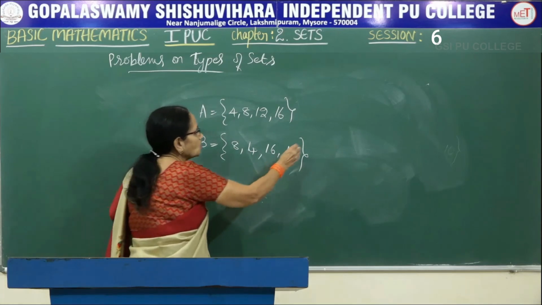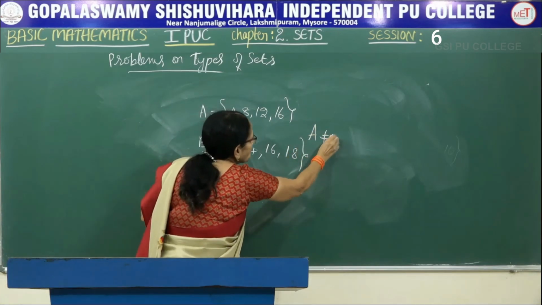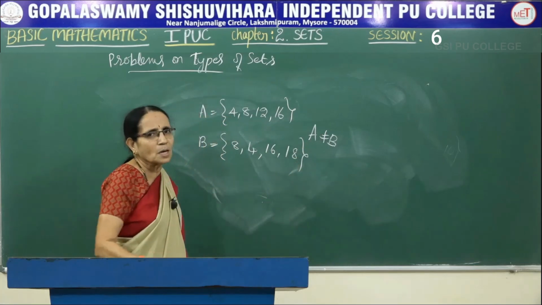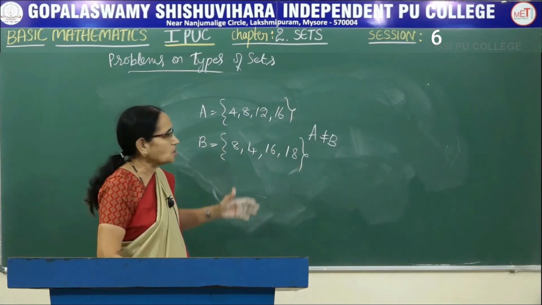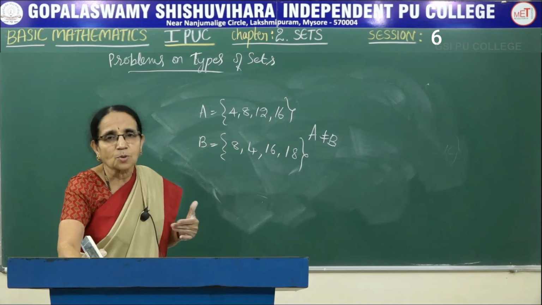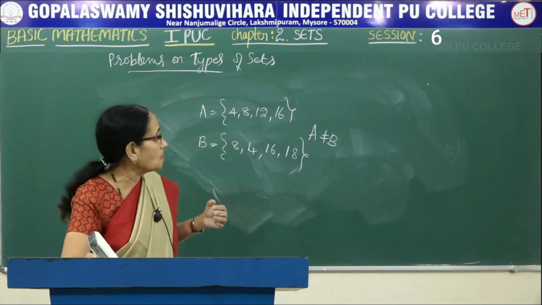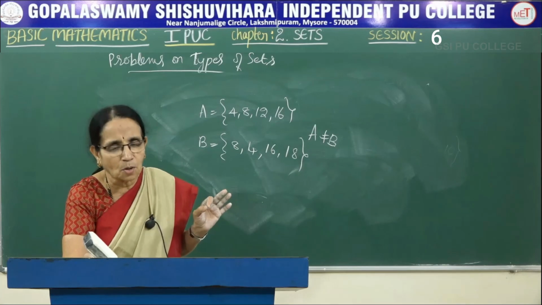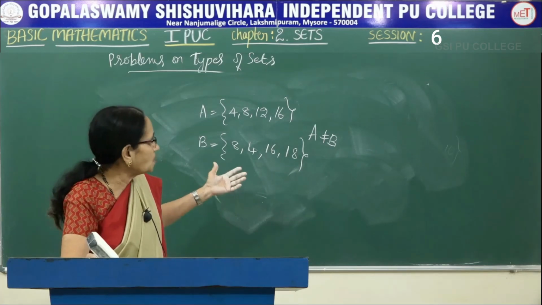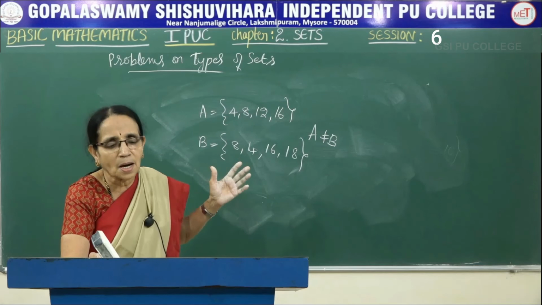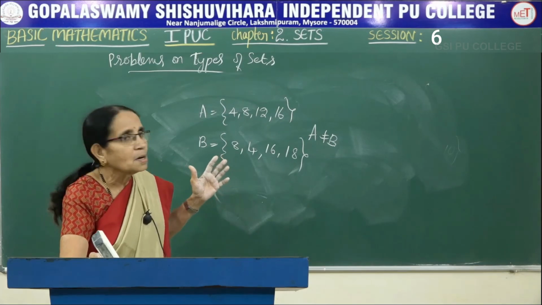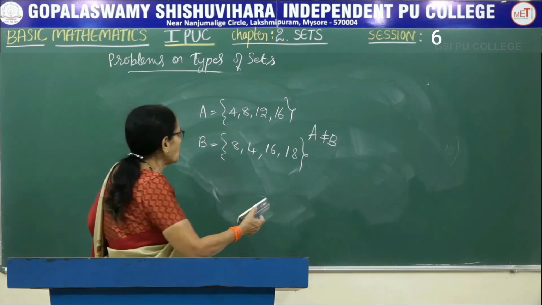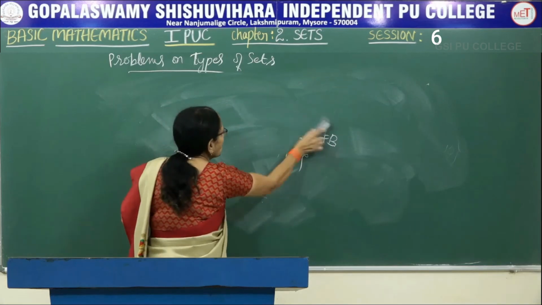So, what is our conclusion? A is not equal to B. Again, it's a 1 mark question only. Suppose they ask you the reason, how do you give the reason? They do not contain the same elements. The reason is the sets A and B do not contain the same elements. Therefore, they are unequal sets.